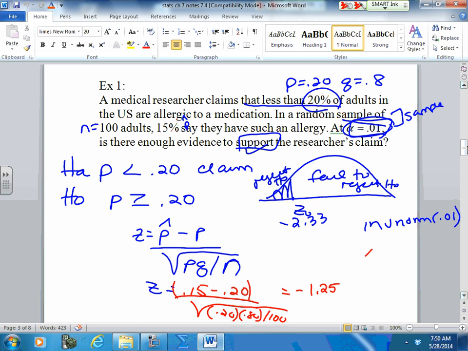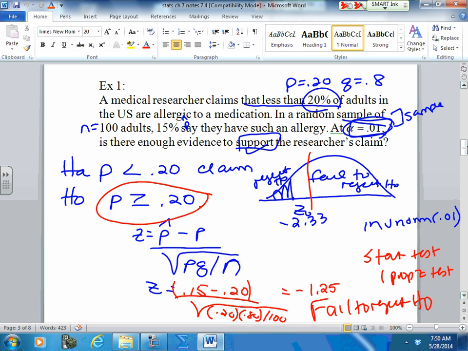You can also use stat, test, 1 proportion, z test. There's no t-test for a proportion, so it's only a proportion z-test. So we come here and we place it, and it falls right here, somewhere in here. So our decision is fail to reject H0. If we fail to reject this guy, we have to go along with this, so we cannot support your claim.